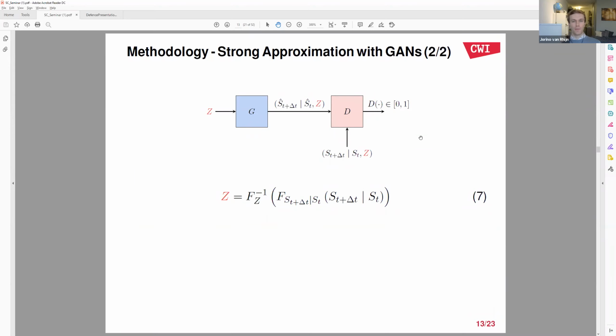Then we need some kind of training set. So we have to be careful about what the input and output is to the neural network. So like I said, it may be difficult to know the inverse distribution of that conditional distribution.